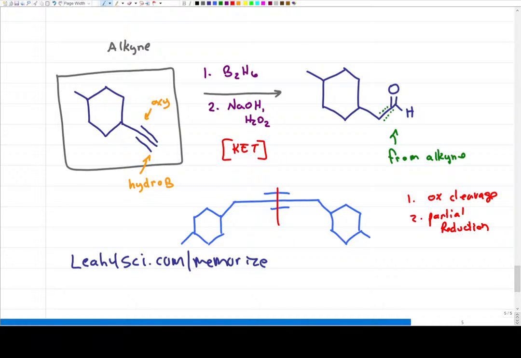Question, how do you determine what reagents to use for each mechanism? This right here.